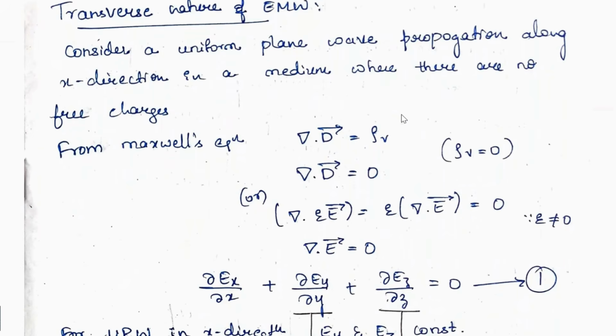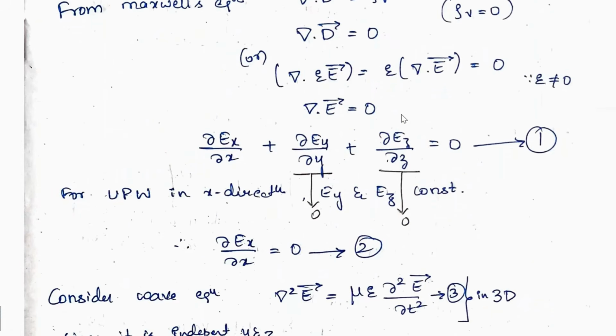Then del dot D vector is 0. We know D vector is epsilon times E vector, so del dot electric field is 0. From the Cartesian form, we know that dou Ex by dou x plus dou Ey by dou y plus dou Ez by dou z is equal to 0. For the uniform plane wave in the x direction, the y and z components are constant, so those are 0. So we only get dou Ex by dou x is 0.